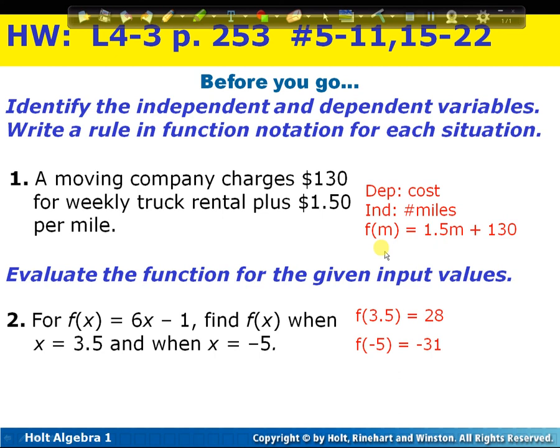So if you got that right, good job. If not, please go back and fix it. Number 2 says f of x equals 6x minus 1. Find f of x when x is 3.5 and when x is negative 5. And you should have gotten, when it was 3.5, 28. When it was negative 5, you should have gotten negative 31. If you did, good job. If not, please go back and find your mistake and fix it. If you can't find your mistake, bring it with you to class tomorrow and we'll look at it together.